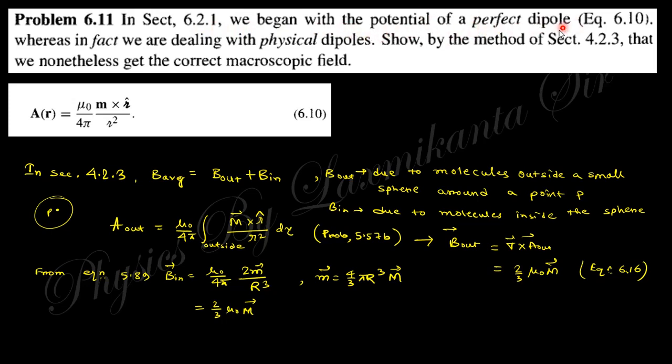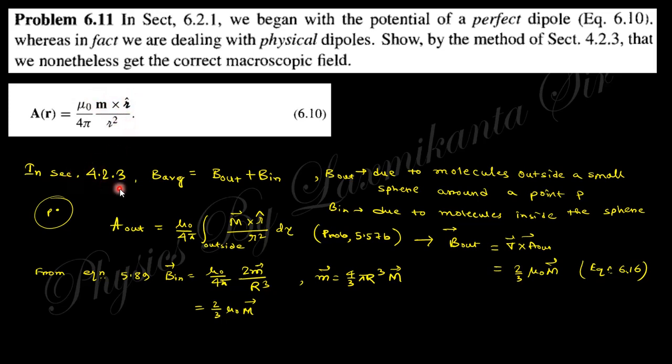potential of a perfect dipole, that is equation 6.10, whereas in fact we are dealing with physical dipoles. So by the method of section 4.2.3, show that we get the correct microscopic field. Equation 6.10 is nothing but the vector potential, which is related to the magnetic moment m cross r, and this one.